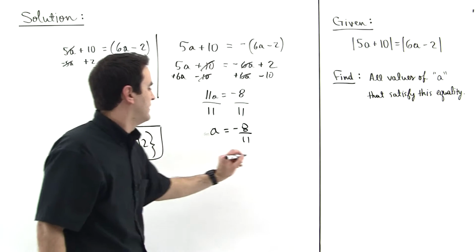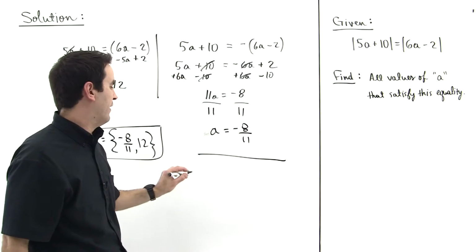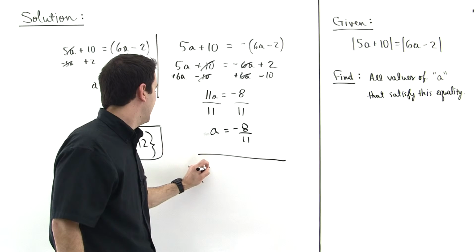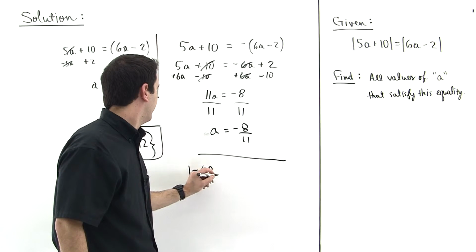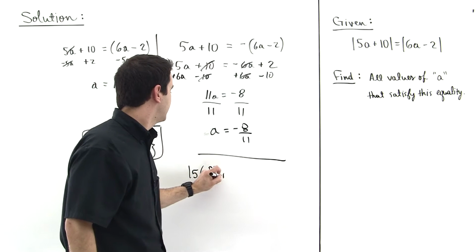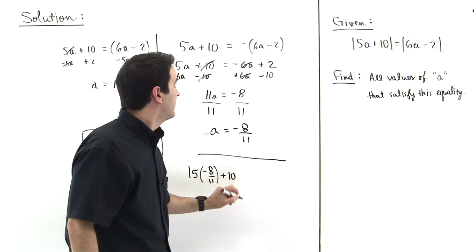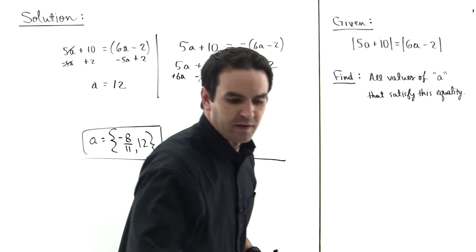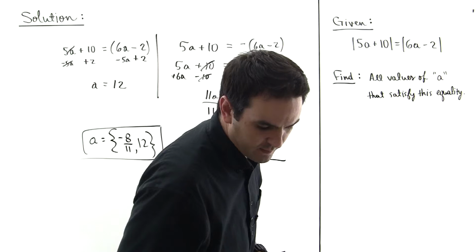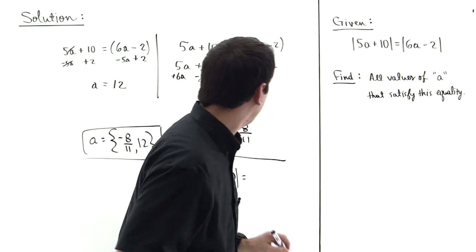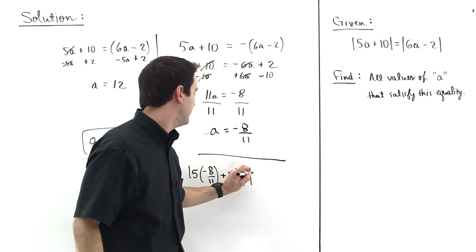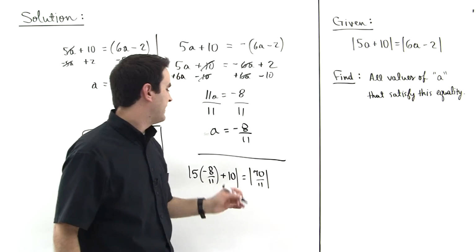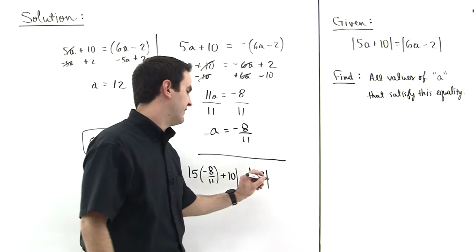Now, this negative 8 over 11. Let's actually write that one out. So we have the absolute value of 5 times negative 8 over 11 plus 10. This is equal to, I've done this earlier, the absolute value of 70 over 11. And the absolute value of 70 over 11 is just 70 over 11.